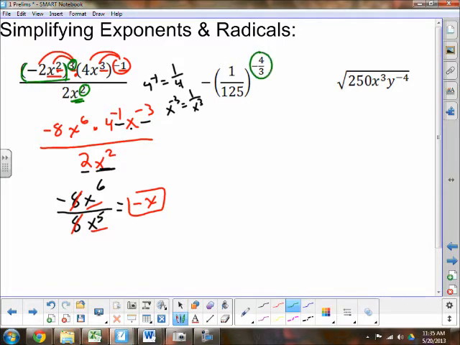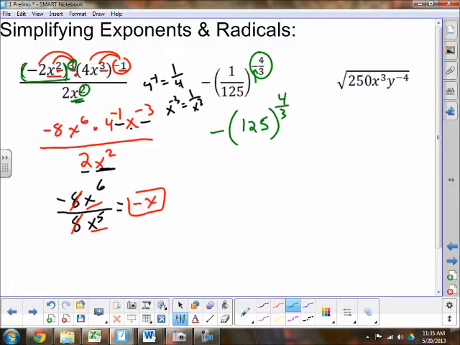Next example. I have negative 4/3 power. Well, the first thing I'm going to do is deal with this negative. This whole thing will be negative 1/24. 125 to the negative first will actually become 125. So positive 4/3, dealing with the negative exponent.